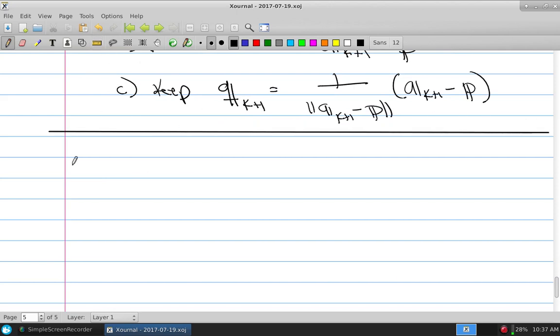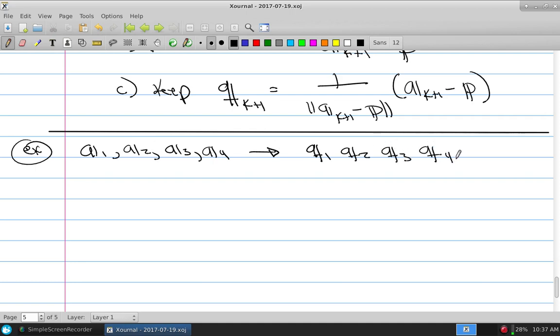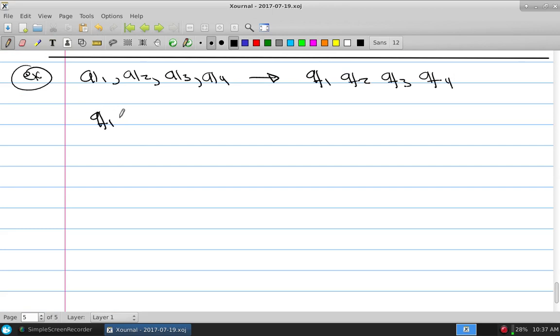So what would this algorithm as a process look like? Let's say I had, for example, A1, A2, A3, and A4. How would I generate Q1, Q2, Q3, and Q4? The way this process works is, step 1, Q1 is equal to 1 over the length of A1 times A1. So Q1 has been found. The next part is, I need to find Q2. All right, this is where induction kicks in.